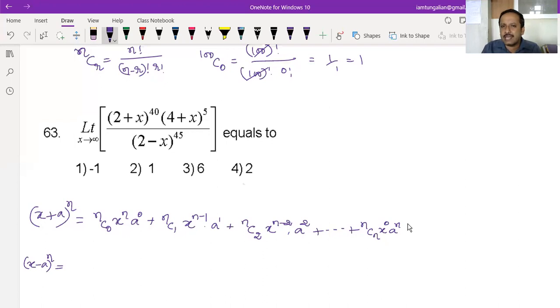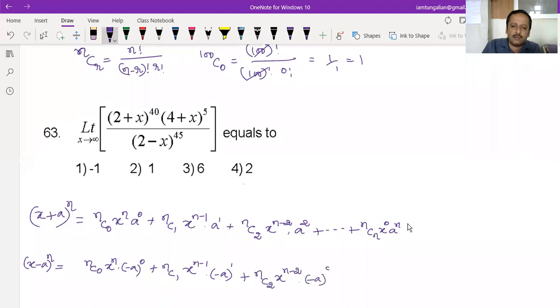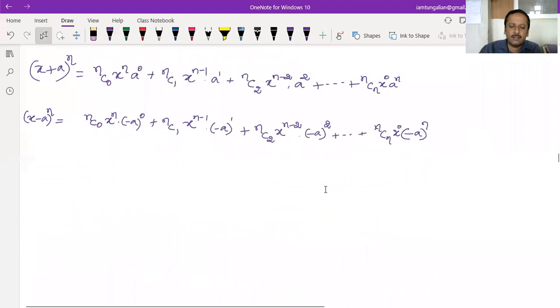In this, wherever there is a, replace it by minus a. We have x minus a whole power n, right? So nc naught x power n minus a whole power 0 plus nc1 x power n minus 1 into minus a whole power 1 plus nc2 x power n minus 2 into minus a whole square and so on, ncn x power 0 minus a whole power n. Okay, this is what we have now.